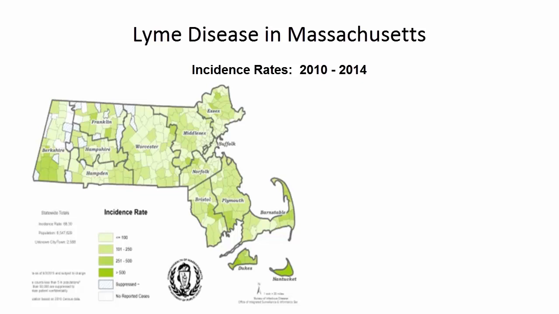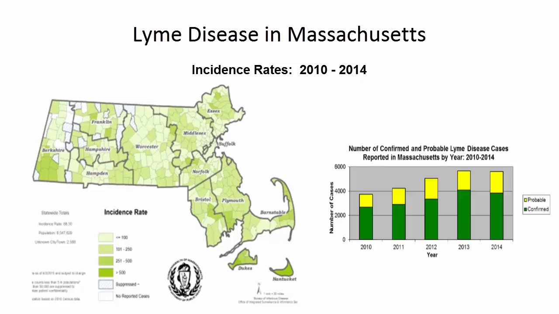According to the Massachusetts Department of Public Health, in 2014 there were over 5,600 confirmed and probable cases of Lyme disease. The highest incidence rates were among children aged 5 to 9 years old and adults aged 65 to 74 years.